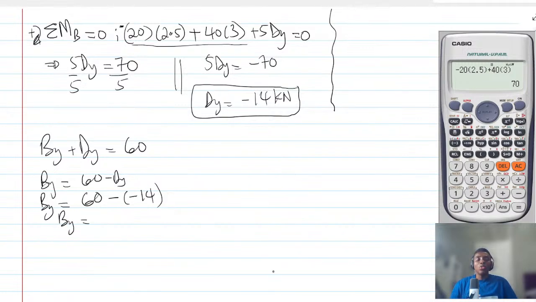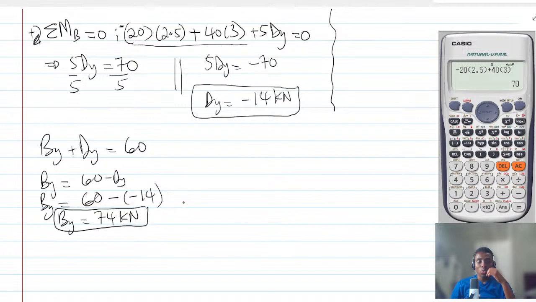So by is going to be 60 plus 14, and that's going to give us, so essentially that gives us 78. Sorry, 74. All right, so now we have dy and we have by.